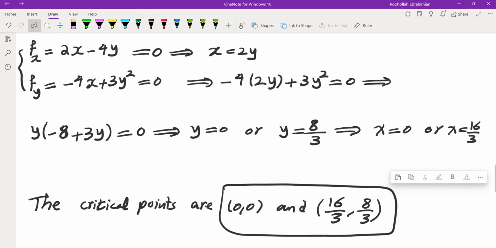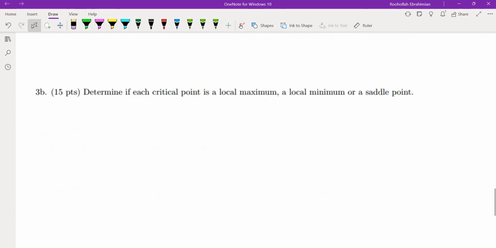Okay, so next we're going to look at the next part of the problem. The next part of the problem is asking us to determine if each critical point is a local maximum, a local minimum, or a saddle point. So what we're going to have to do is look at D and evaluate that determinant and then see whether it is positive or negative, and use the second partials test. So let me write down what I'm using here. We will use the second partials test.